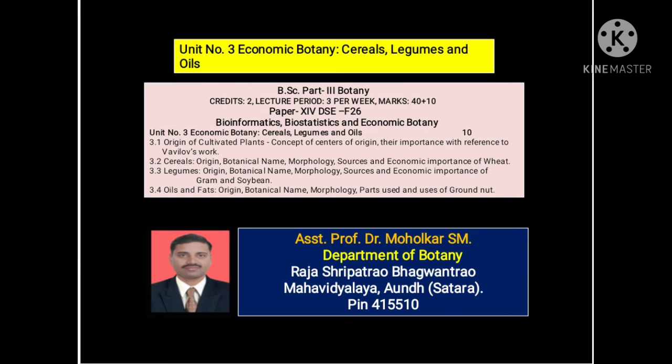Today we'll start unit number 3 under paper number 14, that is Bioinformatics, Biostatistics and Economic Botany. In unit number 3 there are 4 subpoints. First, 3.1: origin of cultivated plants, concept of centers of origin, and their importance with reference to Vavilov's work. First of all, we will see the concept of center of origin.